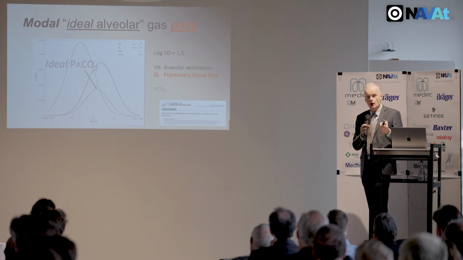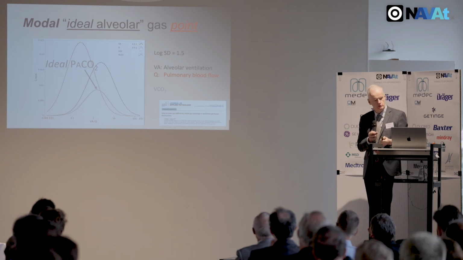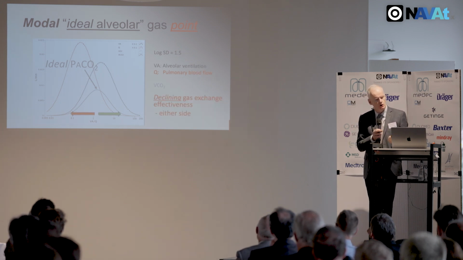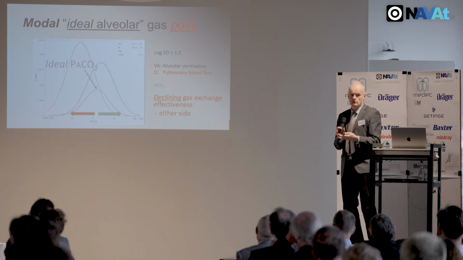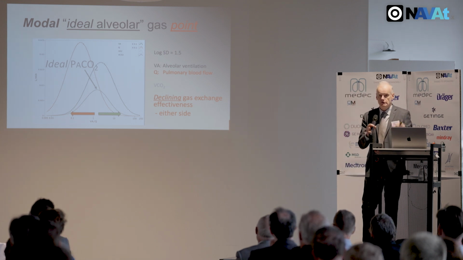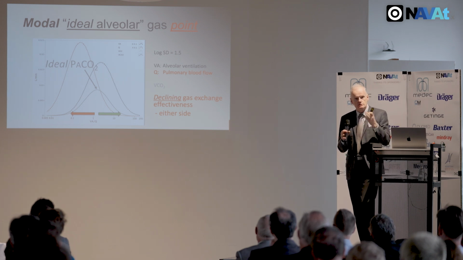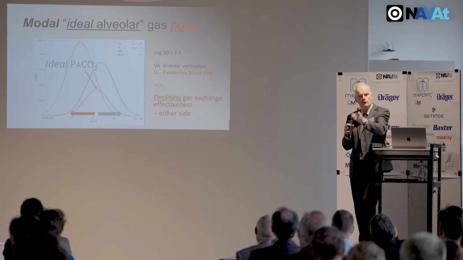It's what I call the modal point, because on a normal distribution, it's the modal point, the peak of the curve. And the reason I say it's a rational definition is because as VQ ratio increases to the right or decreases to the left, the effectiveness of gas exchange for CO2 declines. So in a distribution, it's the most ideal point. But it's a point, not a box.